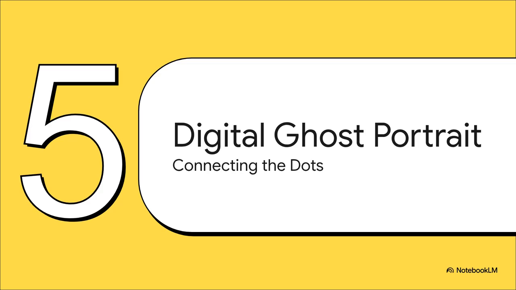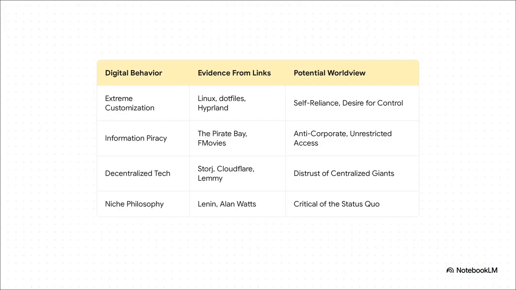Okay, so let's bring all these different threads together. We've got the technical mastery, the rejection of the mainstream, this drive to build an alternative. What kind of portrait does this actually paint? Well, when you map it all out, the picture becomes incredibly clear. The extreme customization, that points to a worldview of total self-reliance. The systematic piracy, that suggests a pretty anti-corporate stance that values unrestricted access over everything else. The interest in decentralized tech shows a deep distrust of the centralized giants. And then you sprinkle in the last few clues, bookmarks for lectures by the philosopher Alan Watts and discussions of Lenin, and what you see is a mind that is fundamentally critical of the status quo.